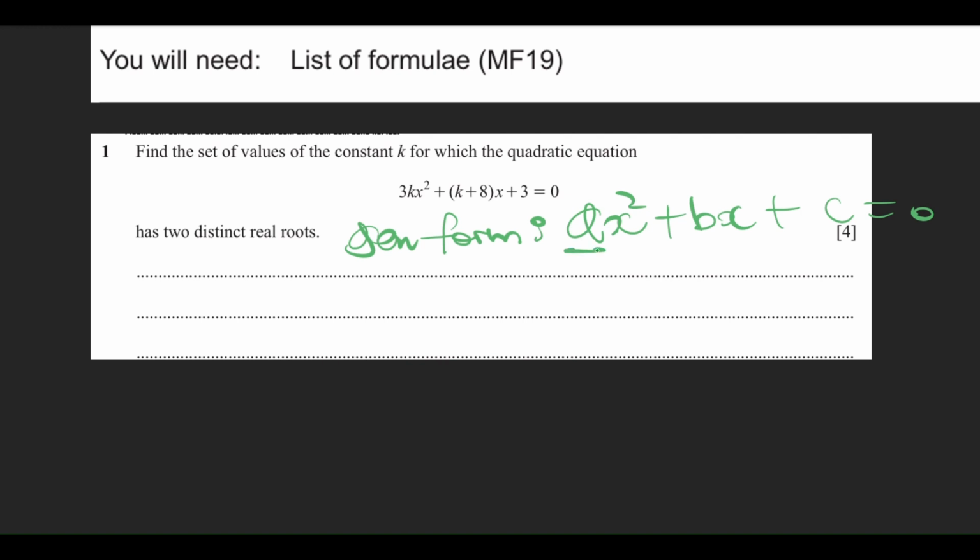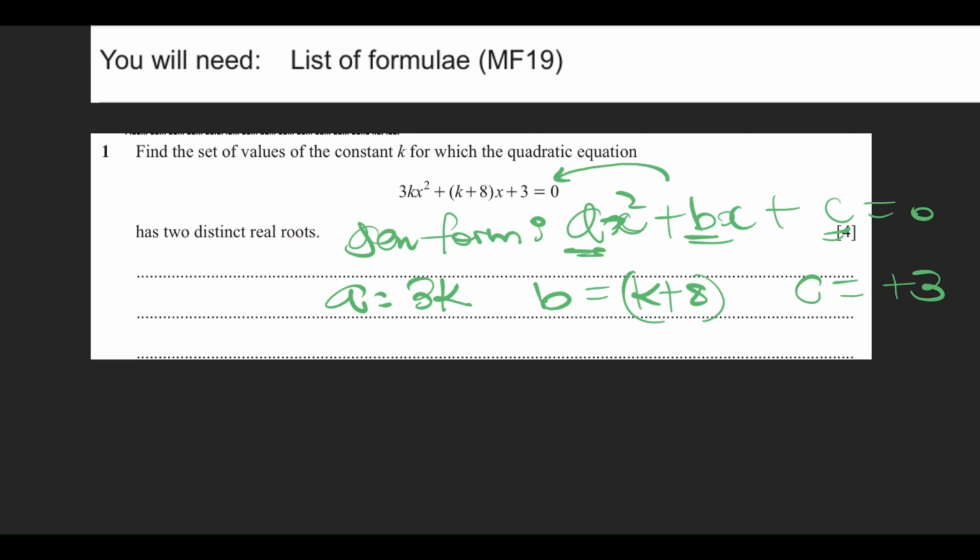You need to understand what a, b, and c mean as coefficients as well as constants. If I compare these two equations, my a here is going to be equal to 3k, because that is the thing before x squared. My b is going to be equal to k plus 8. Then lastly, my c is going to be equal to positive 3. You really have to be careful when you're picking up the signs. Don't miss a negative if a negative was available.